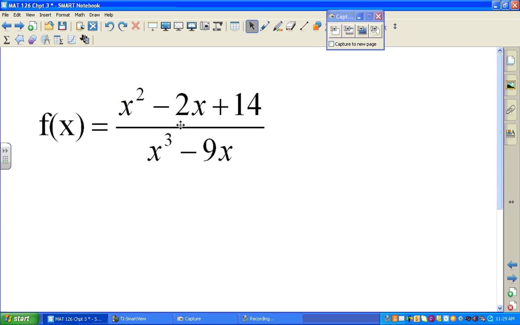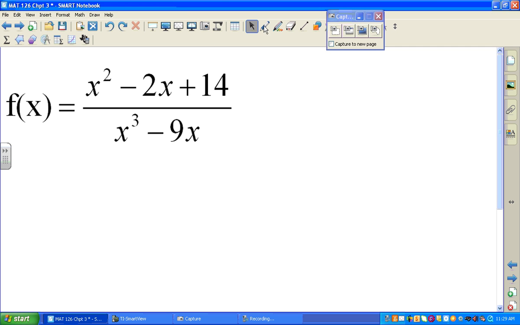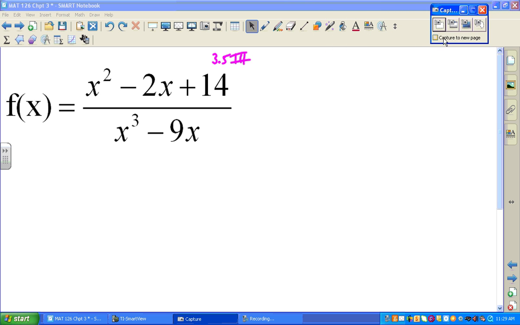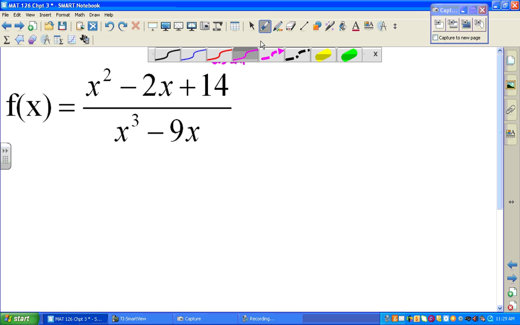All right, so we're still sketching graphs today. This is the third installment on section 3.5. Just as a quick review, when we're doing these, we have certain criteria we have to do.